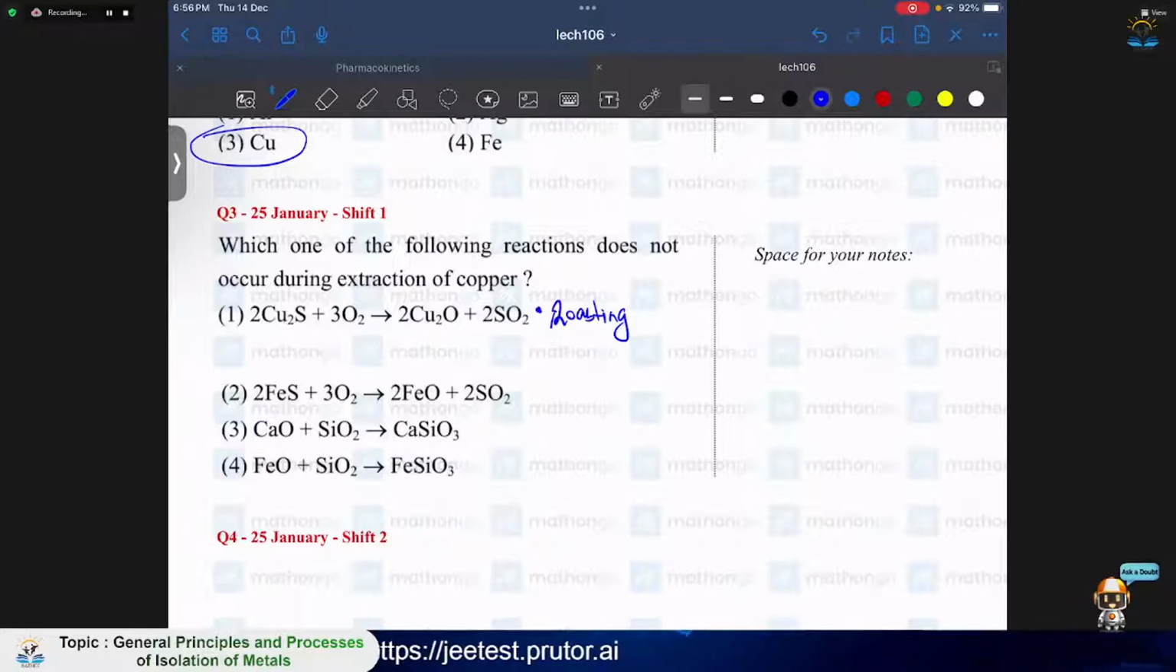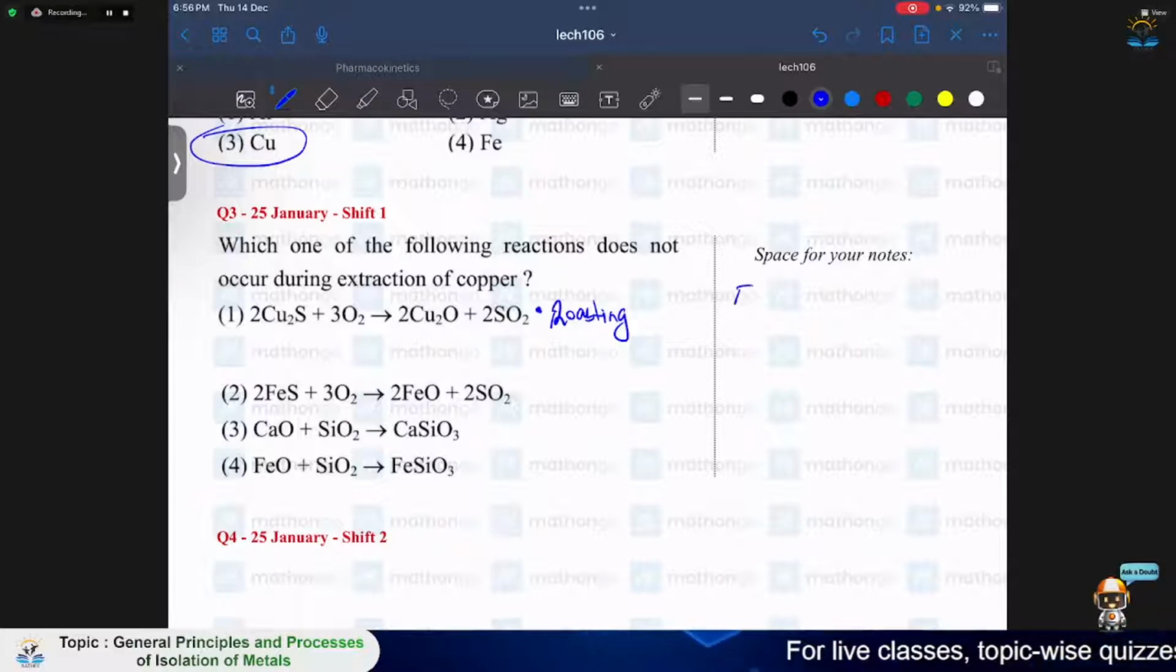So for many of you might think, where does the iron come in copper? So yeah, copper usually exists as copper sulfide and iron sulfide.